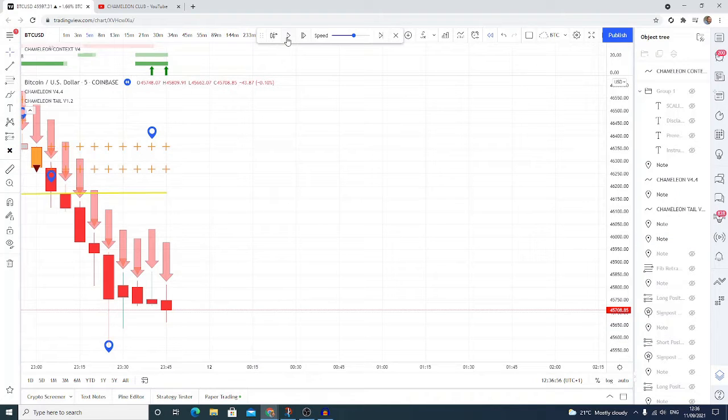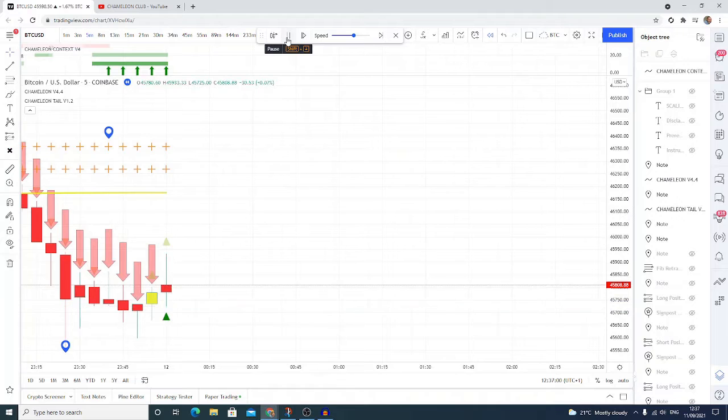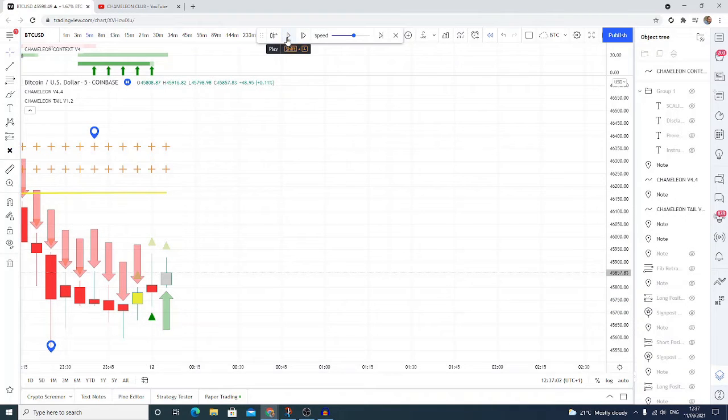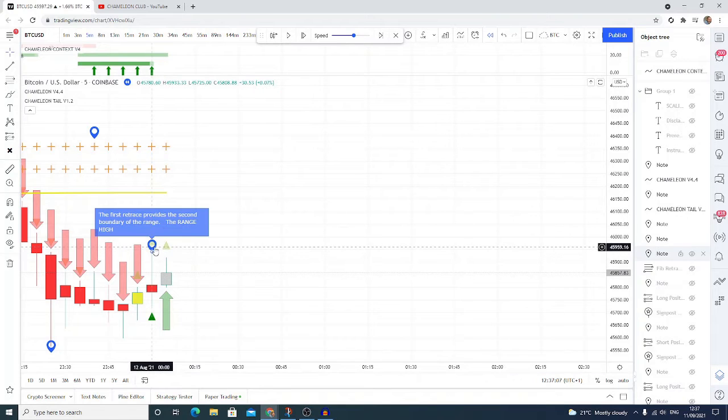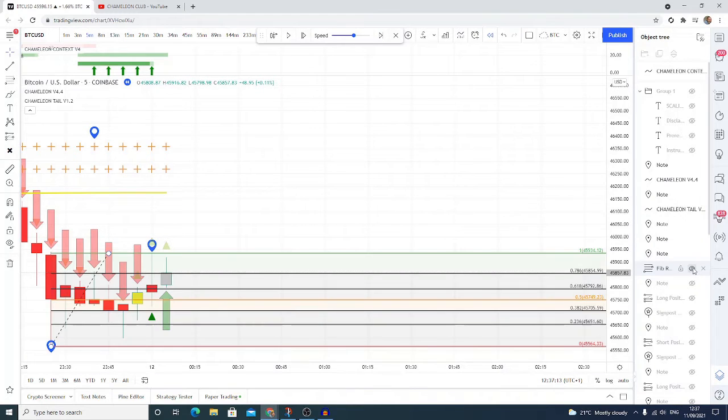Let's get started. As price retraces, this gives us the second boundary of the range high. This is drawn with the fib retracement tool.